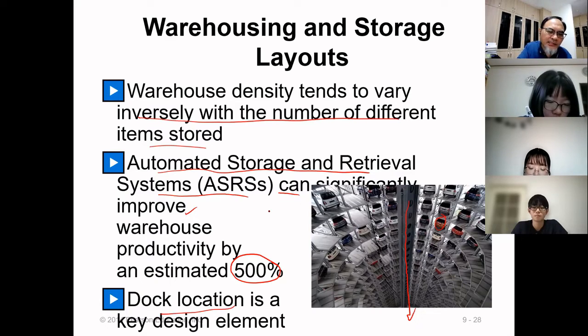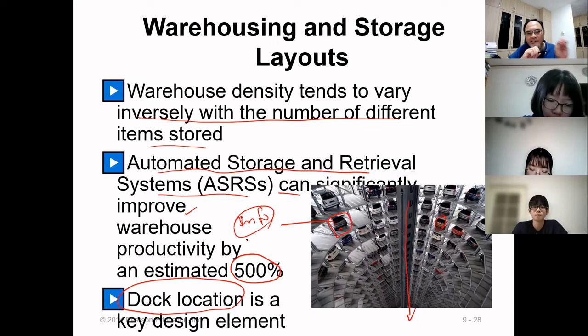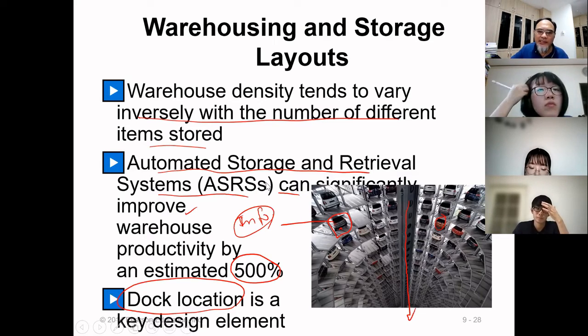The dock location is a key design element. Dock location, that means this dock here, the location here. So we need the information of what is in that slot. Okay, what is there, so that you can retrieve, which means to take it out when it is needed. When there is a sale, you need to bring down the car, you can actually bring it down.